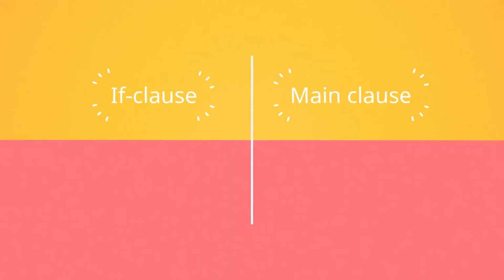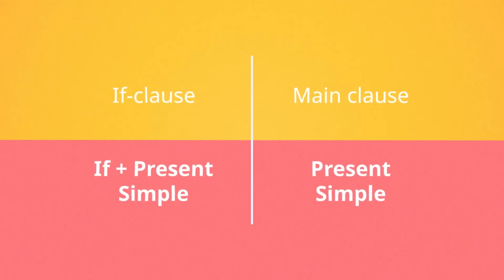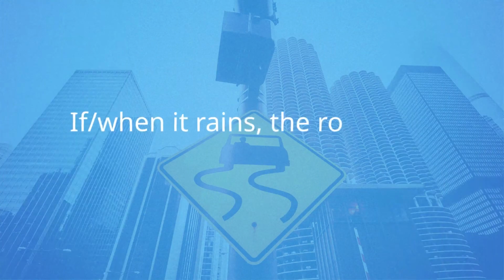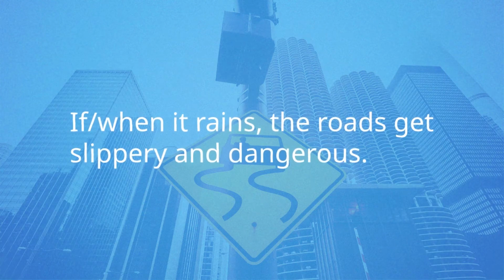Type 0 conditionals, general truth. They are used to express something which is always true. We can use when, whenever, instead of if. If it rains, or when it rains, the roads get slippery and dangerous.